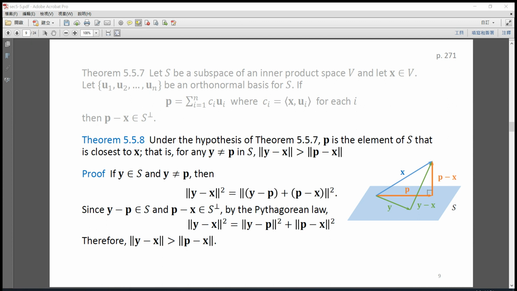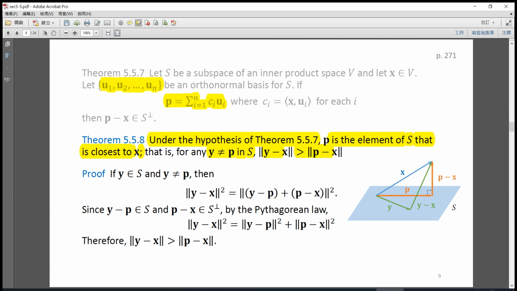Next, we introduce Theorem 5.5.8. Under the hypothesis of Theorem 5.5.7, P is the element of S that is closest to X. This means if U1, U2 up to Un is an orthonormal basis for S, and suppose P is the orthogonal projection of X onto S, then P is the element of S that is closest to X. That is, for any Y in S and Y is not equal to P, the length of Y minus X is greater than the length of P minus X.